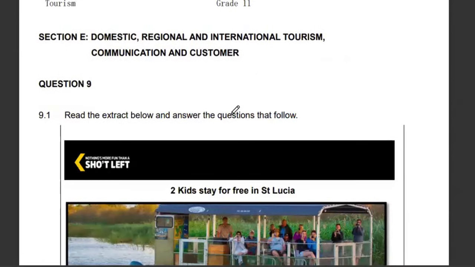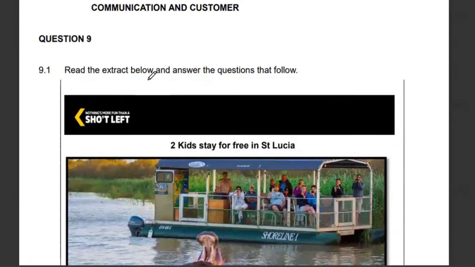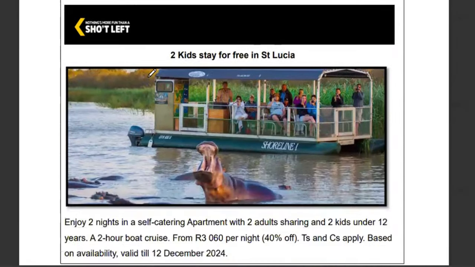Now, question 9. In question 9, we are looking at domestic, regional, and international tourism. That is communication and customer affairs. Read the extract below and answer the questions that follow.